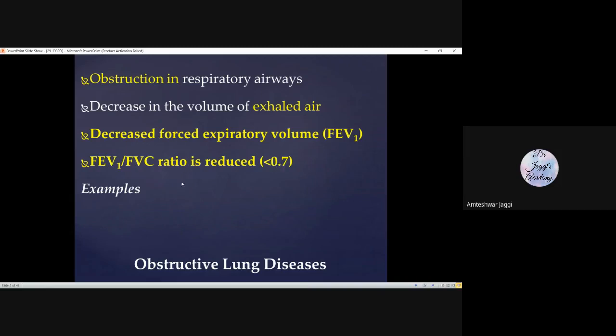What are the examples of the obstructive lung diseases that we all know? Asthma is an example of obstructive lung disease. Then COPD is an obstructive lung disease. Then there is cystic fibrosis. I'm not discussing cystic fibrosis at this point. This is a genetic disease. I will discuss cystic fibrosis separately because it is a separate topic actually.